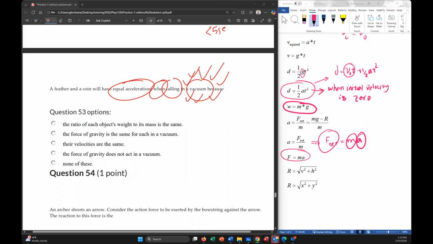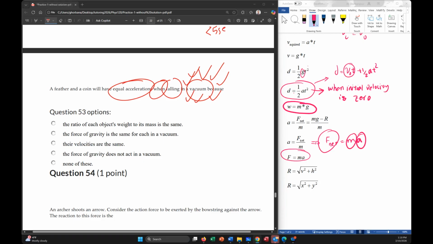Which one is the right answer? Is it the force of gravity does not act in a vacuum? What did you say? The force of gravity does not act in a vacuum. No, there is a force of gravity, always. Force of gravity, okay. Good.